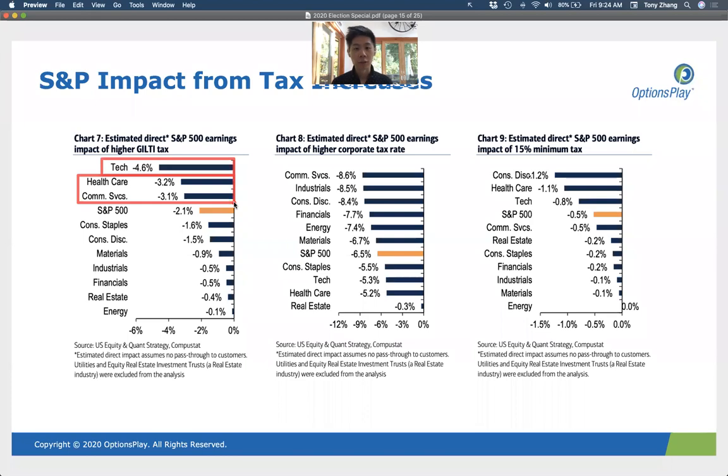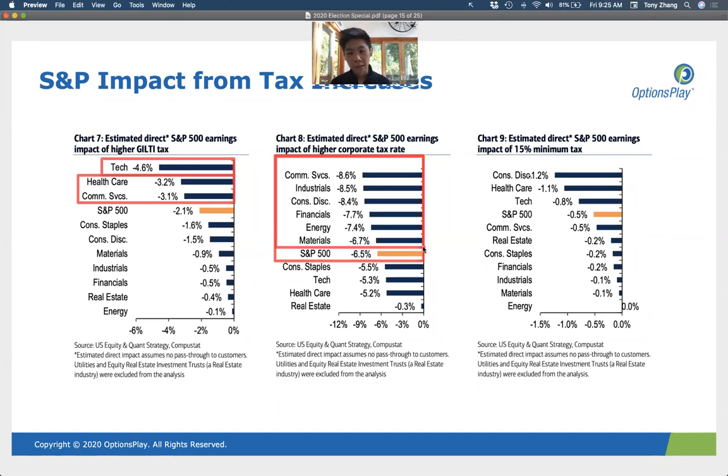Above average impact versus the S&P 500. When we look at the higher corporate tax rate, this is by far the largest impact on S&P 500 earnings, and you have quite a few different sectors: communications, industrials, consumer discretionary, financials, energy, materials. These are all sectors that currently have a lower tax rate that will be impacted fairly significantly to the downside as a result of this higher corporate tax rate.